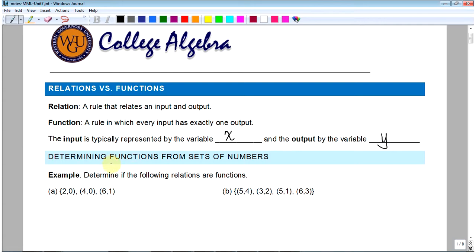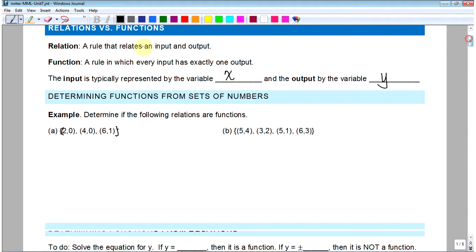Determining functions from sets of numbers. Determine if the following relations are functions. So starting with part A, we have a set of ordered pairs, which is a relation. To determine if it's a function, we need to figure out if every input, which are the x values, have exactly one output. So every x would have to have exactly one y.